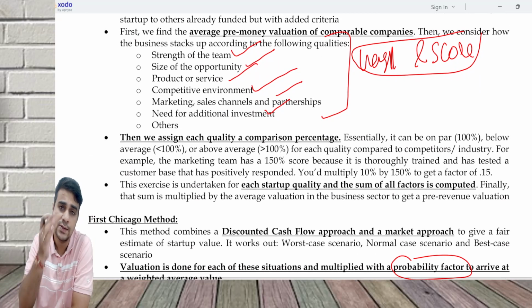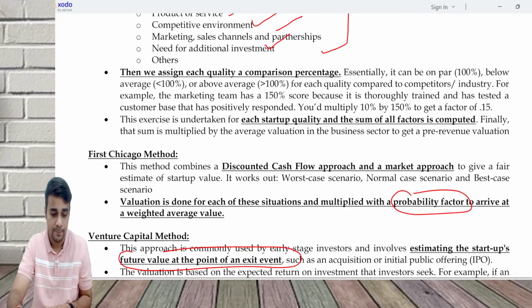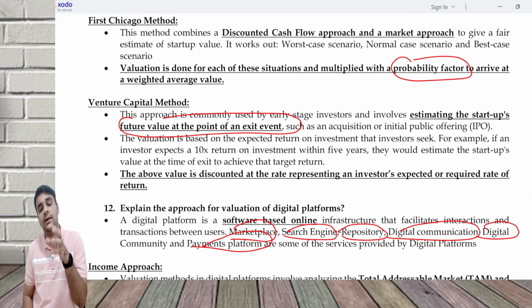The First Chicago method is arriving at 3 values: best case, normal case, and worst case, and then doing a weighted average of those. The venture capital method is arriving at the exit value and then discounting it to today's value.